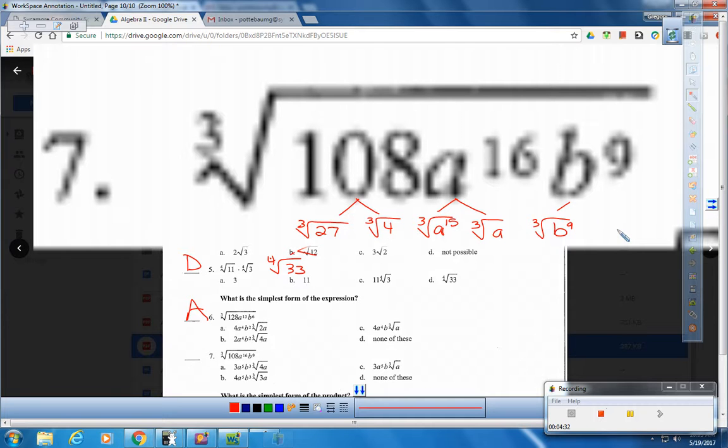Okay? So when we simplify this, cubed root of 27, that's 3. So we've got 3. I'll write that down here. We don't know what the cubed root of 4 is, so that'll stay under the cubed root. We've got a to the 5th, b to the 3rd, and we're left with the cubed root of 4a, because that's what stays under. So that appears to be, b to the 3rd, that's a. So 7 and 8 were both A, or 6 and 7.